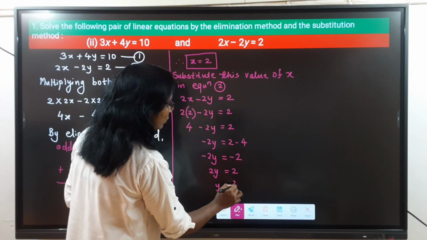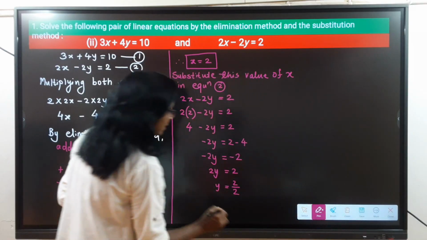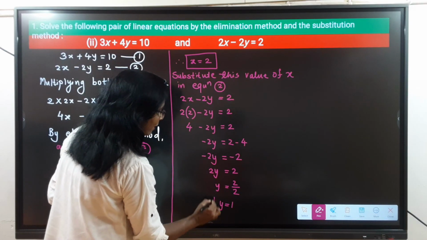So now here y is equal to 2 upon 2. And that means here students, y is equal to 1. Therefore y is equal to 1.